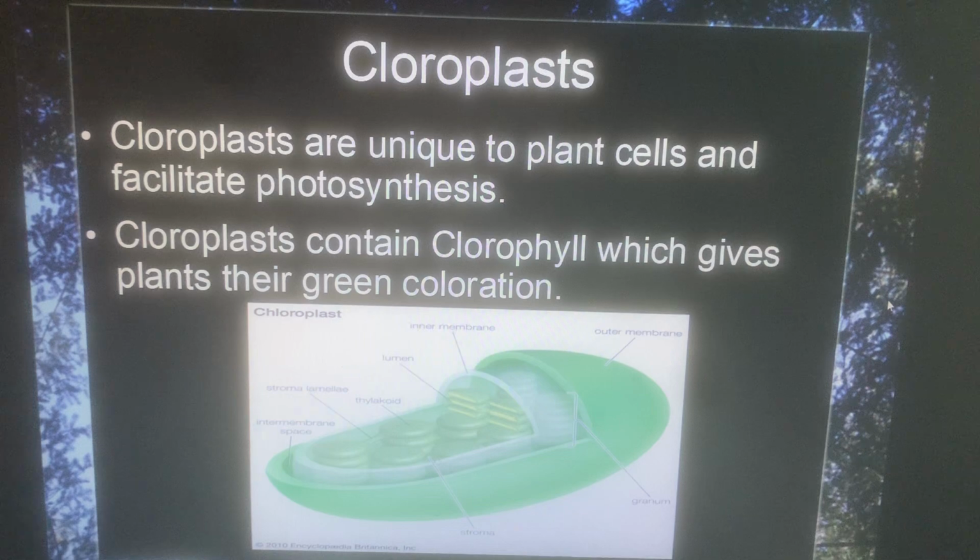All right, so I mentioned this in my previous video a little bit, and that is what a chloroplast is. Chloroplasts are unique organelles within a plant cell that facilitate photosynthesis. Chloroplasts contain a green pigment called chlorophyll, which gives plants their green coloration and helps facilitate that process of photosynthesis.